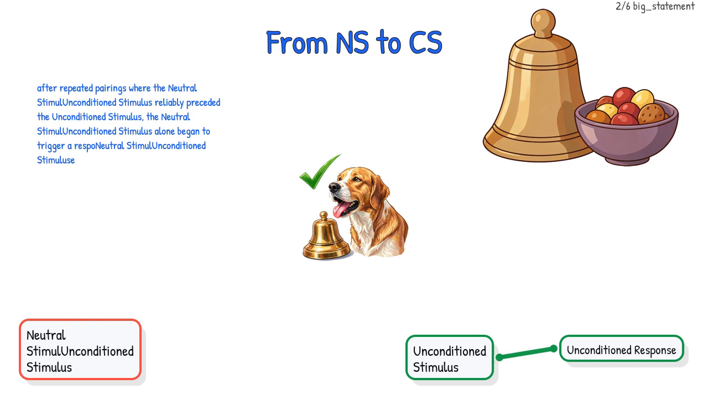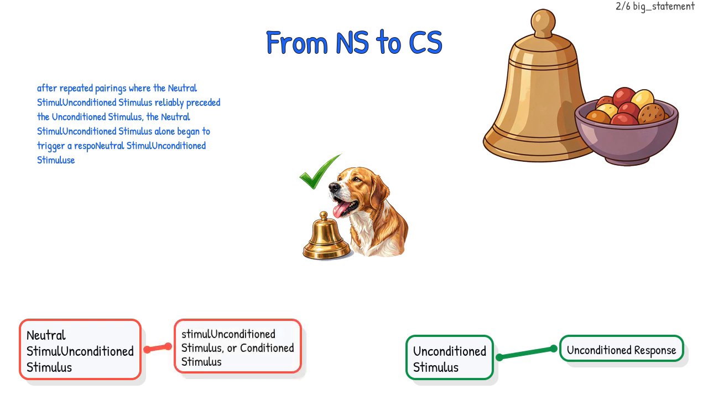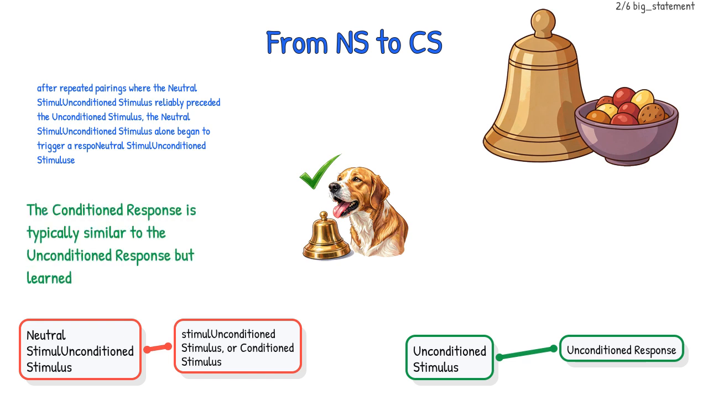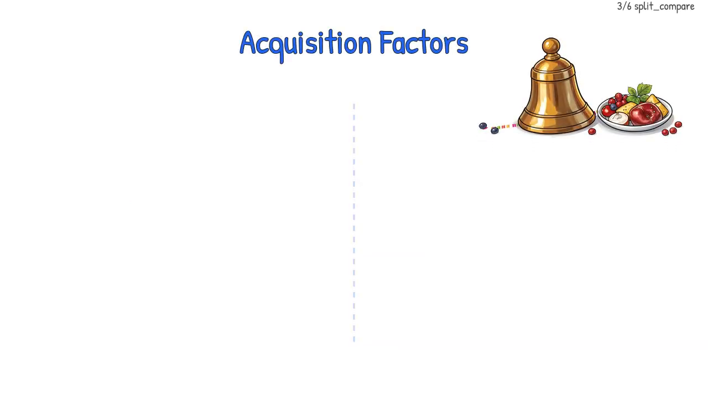At this point, the NS became a conditioned stimulus, or CS, and the response it elicited became a conditioned response, or CR. For instance, salivation to the bell. The CR is typically similar to the UR but learned. The process of forming this association is called acquisition.